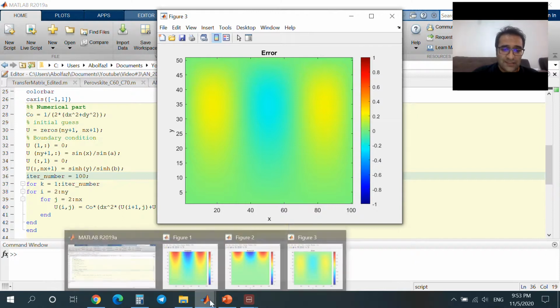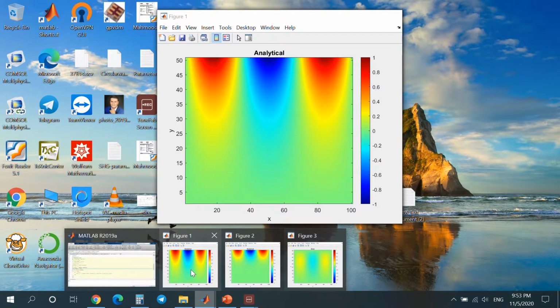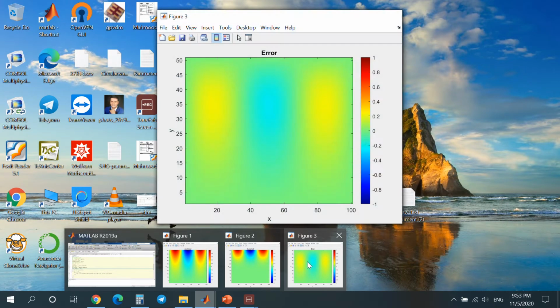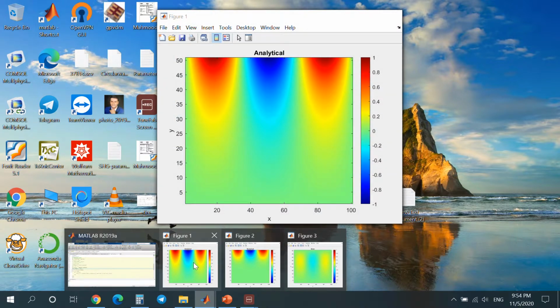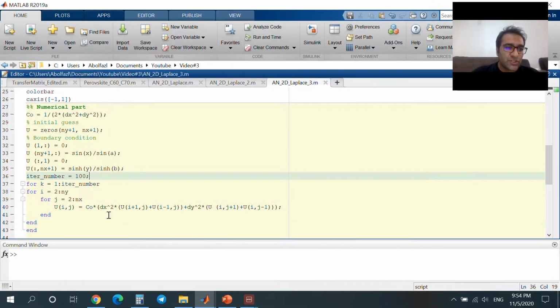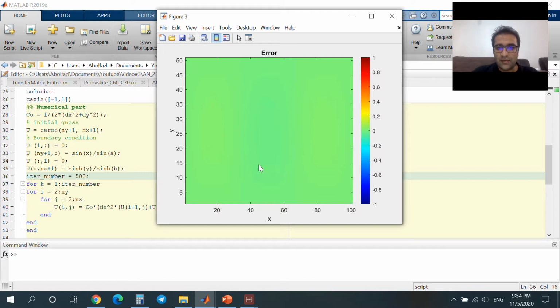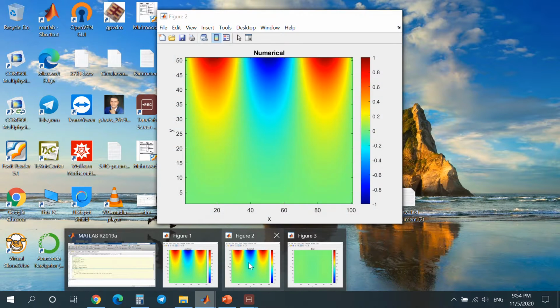And if we look at it, this is analytical, this is numerical, and this is our error. You see, when we increase the iteration number, the numerical solution gets closer and closer to the analytical solution, and our error decreases. So let's increase the iteration number more. I put it, for example, 500. Let's run it again. You see, the error becomes almost 0, and the analytical solution becomes almost equal to the numerical solution.